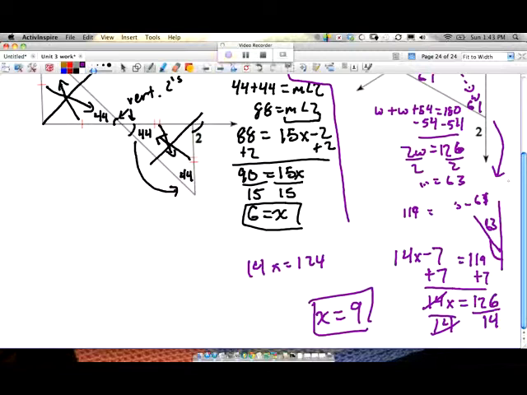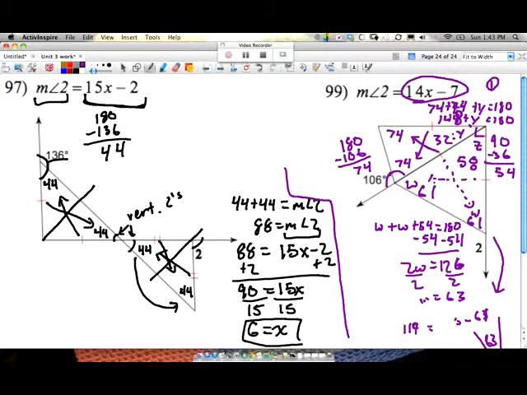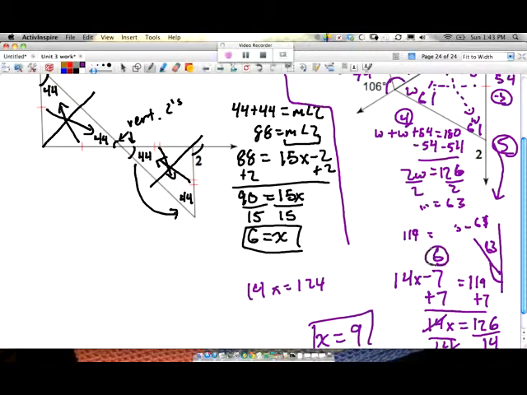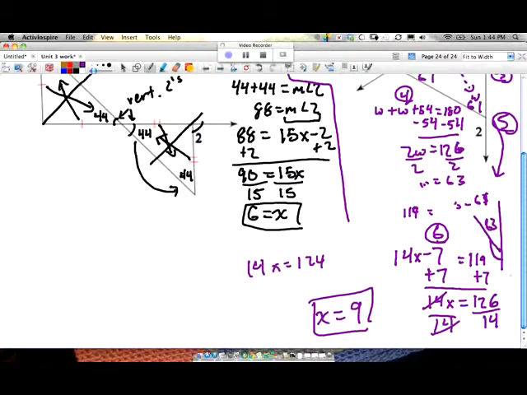But that's a lot of algebra, you guys. We have 1, 2, 3, 4, 5, 6 equations that we had to go through just to get the calculation. That's like 6 problems in one, but we got it. x equals 9.